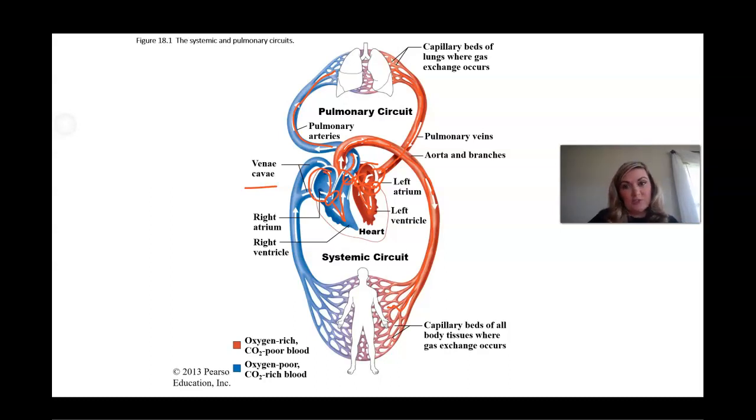it gives up the oxygen into those tissues. It picks up carbon dioxide, and then that carbon dioxide makes its way back to the heart through either the inferior vena cava or the superior vena cava, and then it makes its way back into this right atrium again.